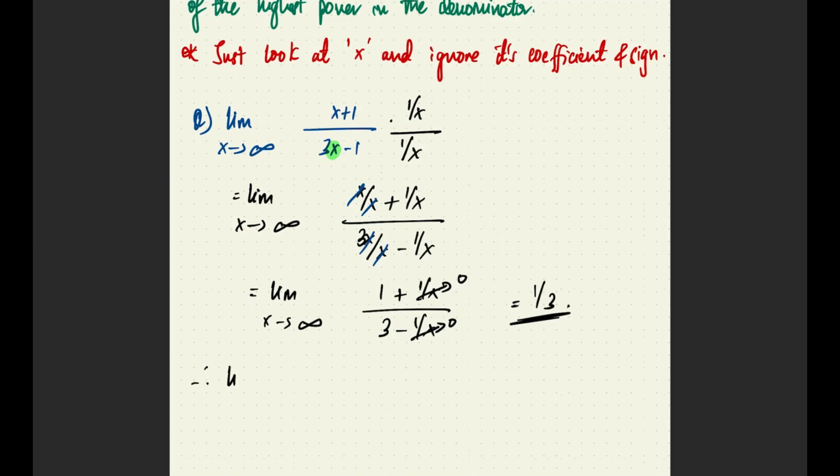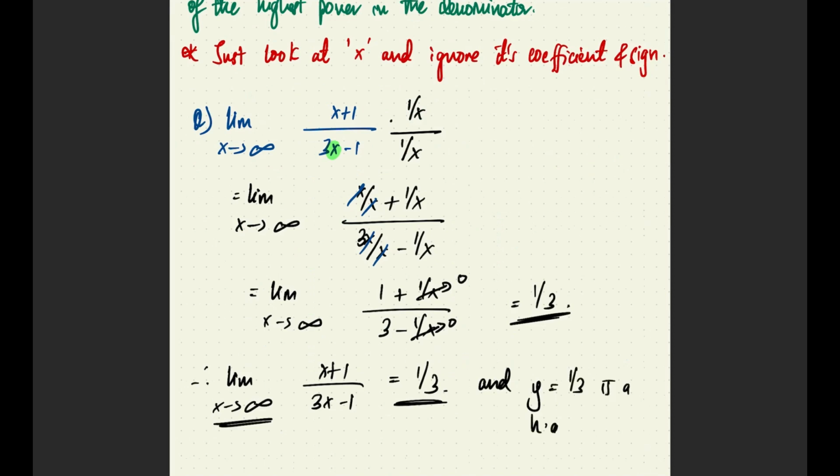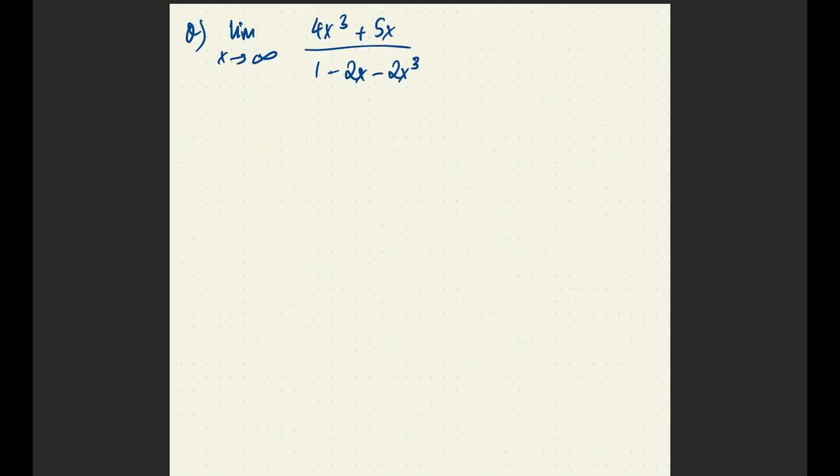So therefore, we can say that the limit as x approaches infinity of our function is equal to 1 over 3. And let's not forget that we are approaching infinity in this case, be it positive or negative infinity, and our answer is a real number, so it's equal to 1 over 3. So in this case, it's fair to say that y equals 1 over 3 is a horizontal asymptote at positive infinity. So pretty simple. Just look at the highest power of x in the denominator and multiply numerator and denominator by the reciprocal of that highest power. Okay, so let's look at the second example.